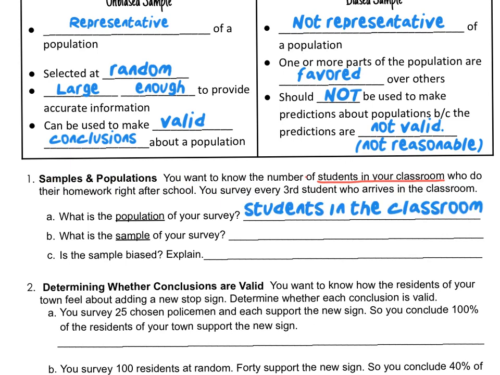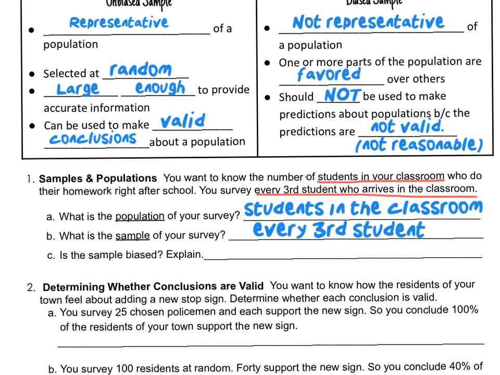Okay, so now let's look at part B. What is the sample? So what is the small group that we're going to look at to be able to make our conclusions about students in our classroom? So the small group that we're looking at is every third student who arrives in the classroom. So let's underline that. Every third student who arrives in the classroom. So that's what we're going to write for part B, every third student.